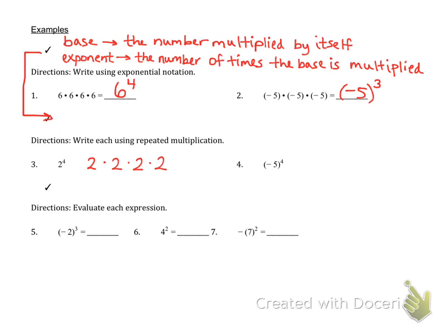Number 4, we have negative 5 to the 4th power. That means I'm going to take negative 5 and I'm going to multiply it by itself 4 times. So 1, 2, 3, and one more is 4.